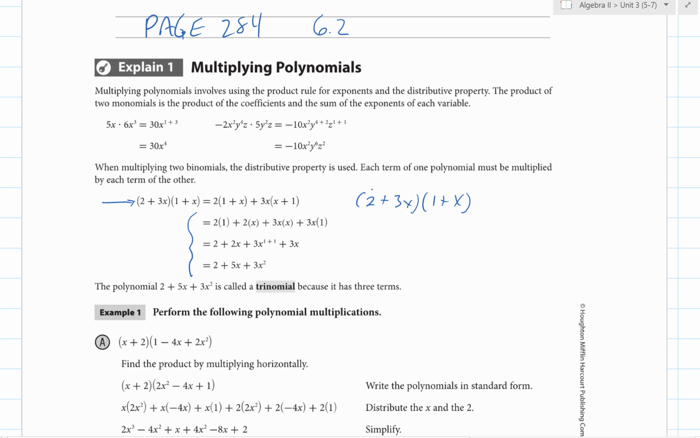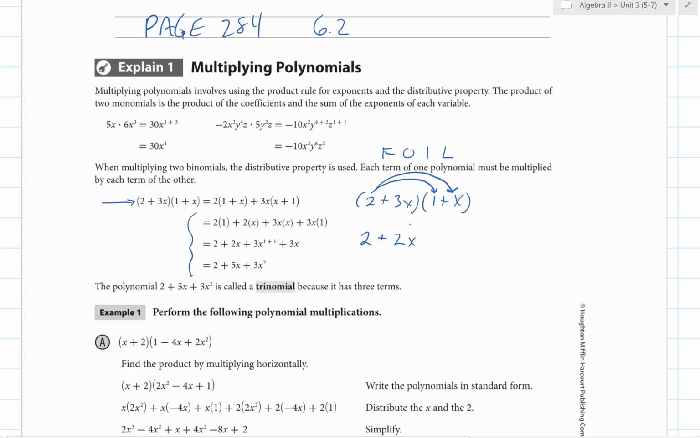So the FOIL method would look like this. FOIL stands for first, outer, inner, last. So first means multiply the first term times the first term. So that's 2 times 1 is 2. And then O means outer. So the two outside numbers are 2 and x. And so that is plus 2x.